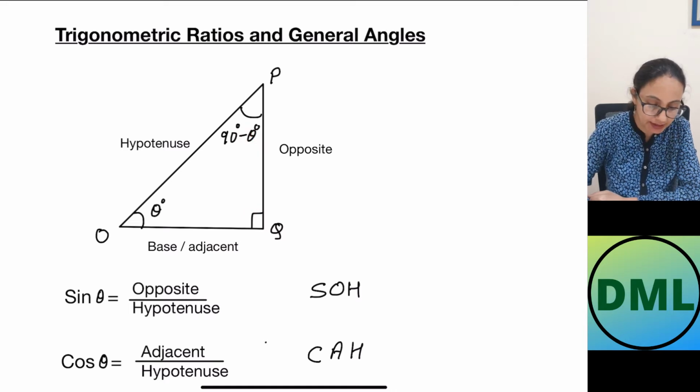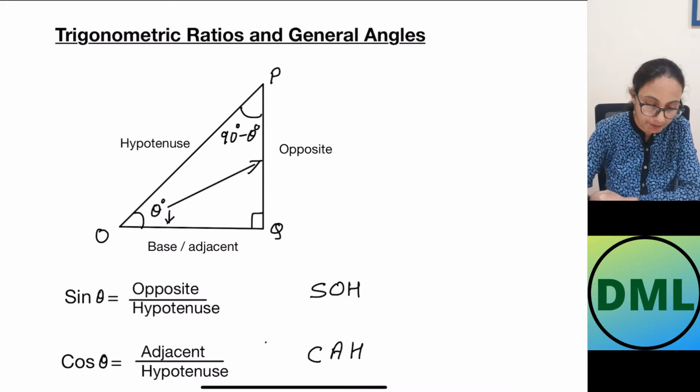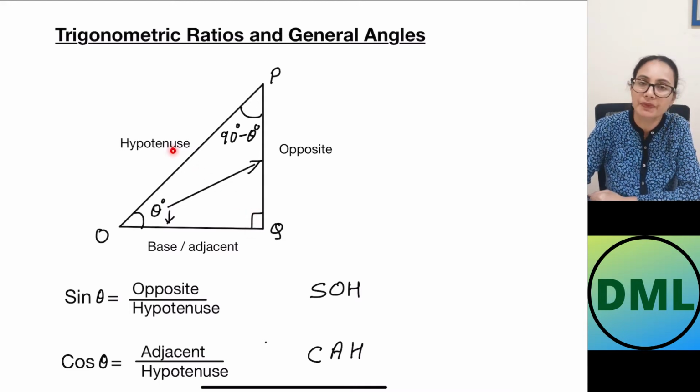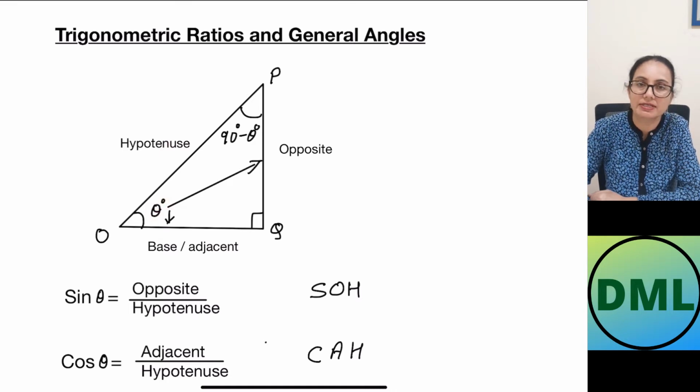Now for this theta, this is our opposite and this is our base, and because it is a right angle triangle, opposite to the right angle is our hypotenuse. So for this angle theta, this is opposite, this is our base or adjacent, and this will be our hypotenuse. Now we will look at this angle theta and write down our sine, cos and tan values.